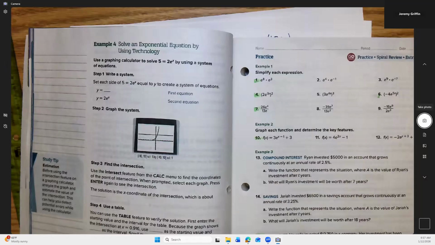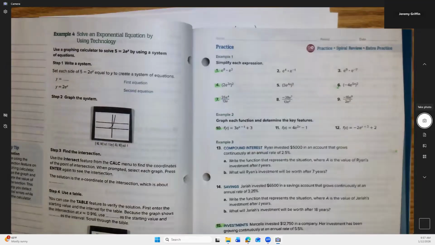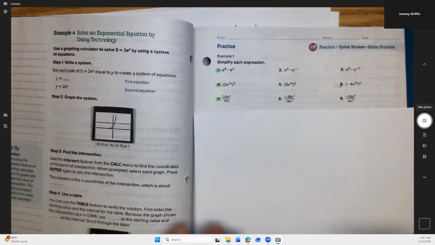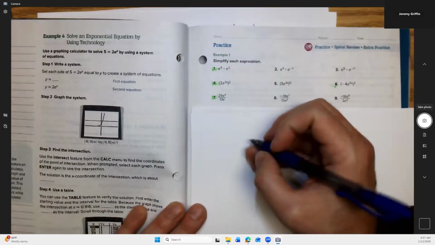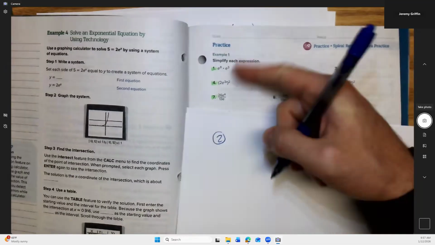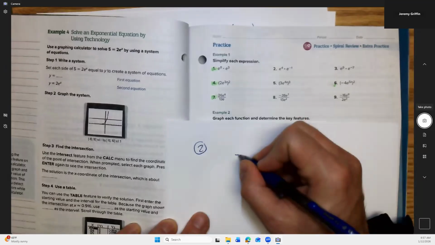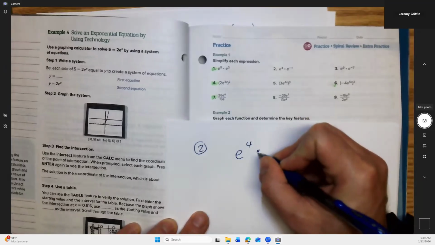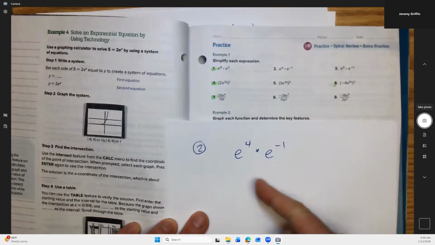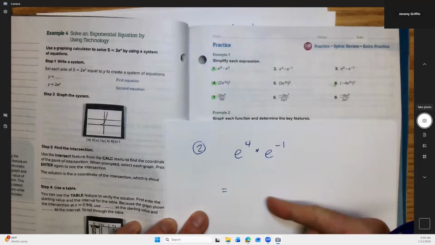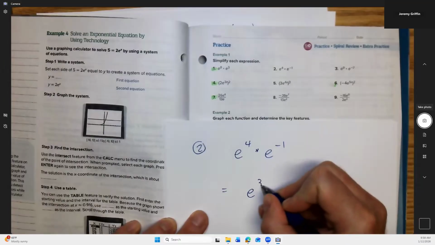And then also your book has some basic exponent type questions. So here I'll do a couple of these with you guys. So how about number 2 right here? Because the highlighted ones I put on the main video anyway. So let's do number 2. e to the 4 times e to the negative 1. Guys, who can tell me what this equals? e to the 3. Yeah, exactly.